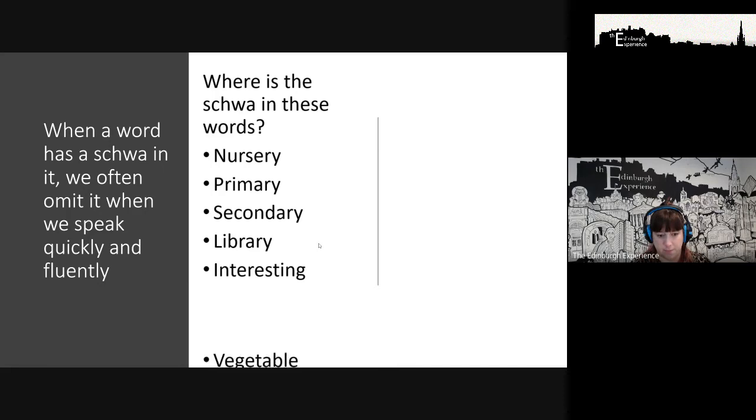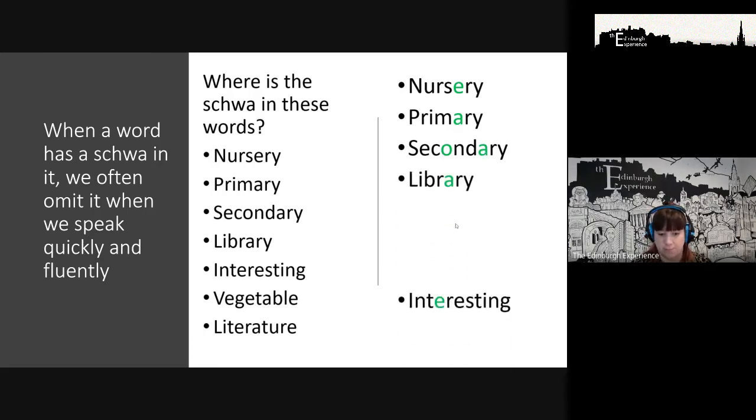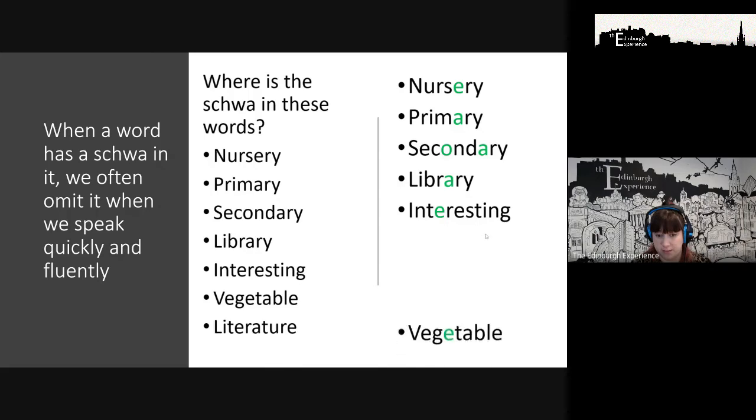Interesting. Vegetable. Okay. And literature. Right? So that's how I would pronounce these words slowly. Yeah? So our schwas, nursery, primary, secondary, you've got two there. Library, interesting, vegetable, literature. Okay?